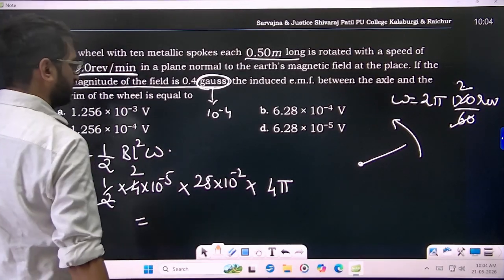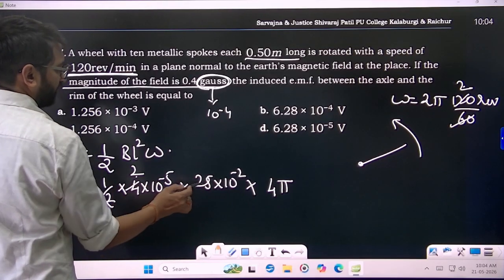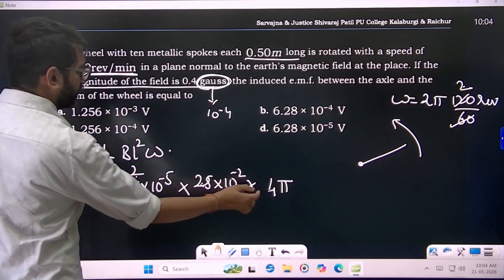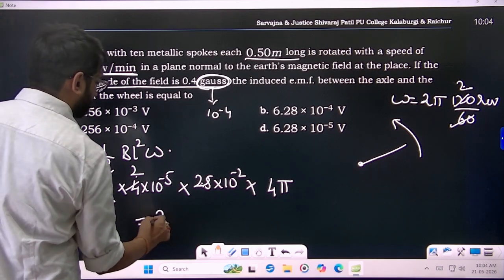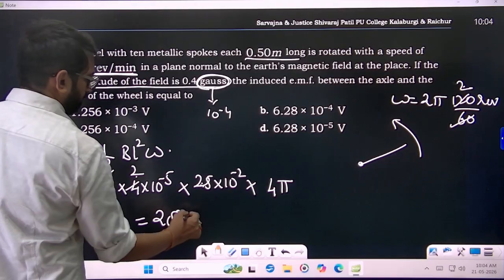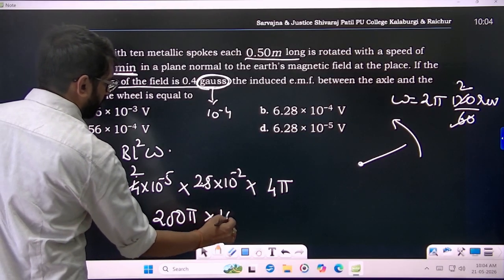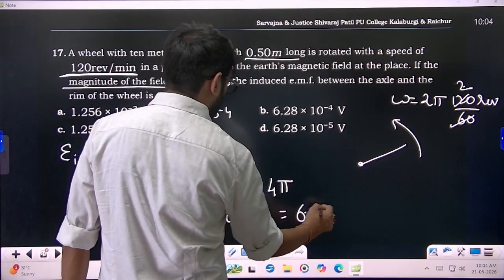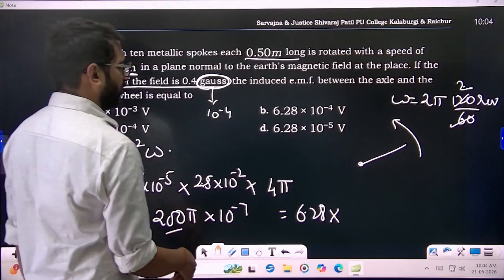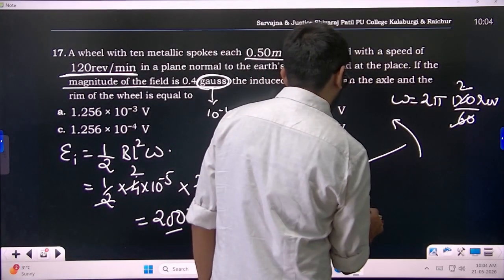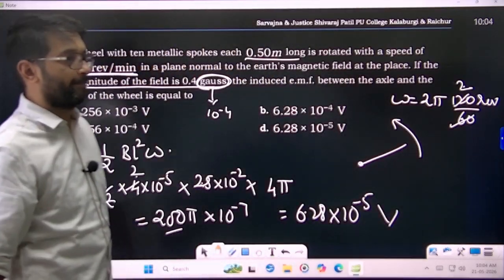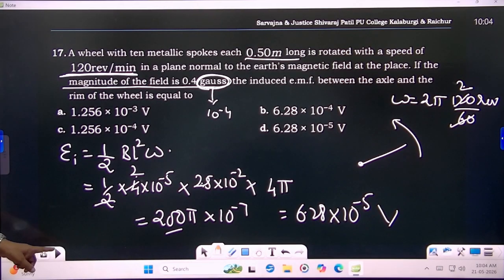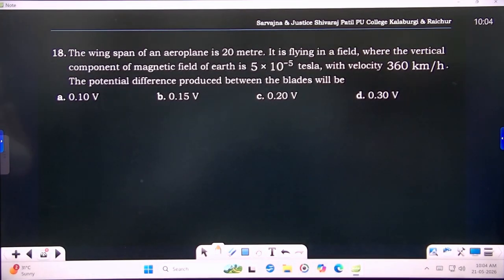And that will be 50 into 4. 50 into 4 will be 200 pi into 10 to the power of minus 7. So this is 2 pi. 2 pi is 6.28 into 10 to the power of minus 5, 10 to the power of minus 5 volts. So this. Next, 18th question.